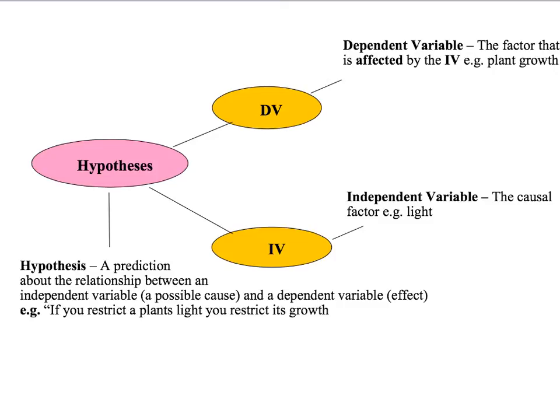Our dependent variable is the factor that is affected by the independent variable. So in our simple experiment, plant growth is the dependent variable because that's the factor that we predicted is going to be affected by the light.